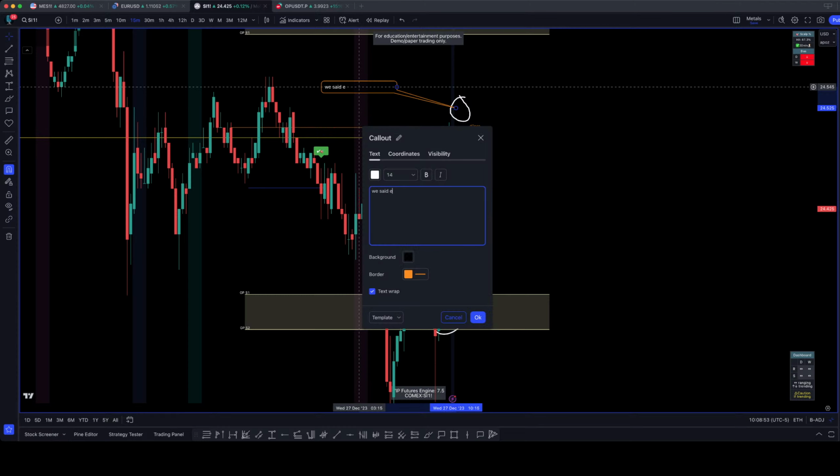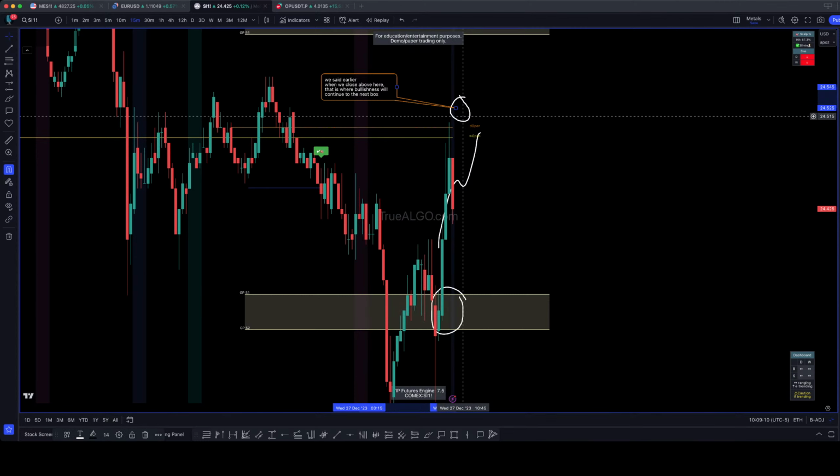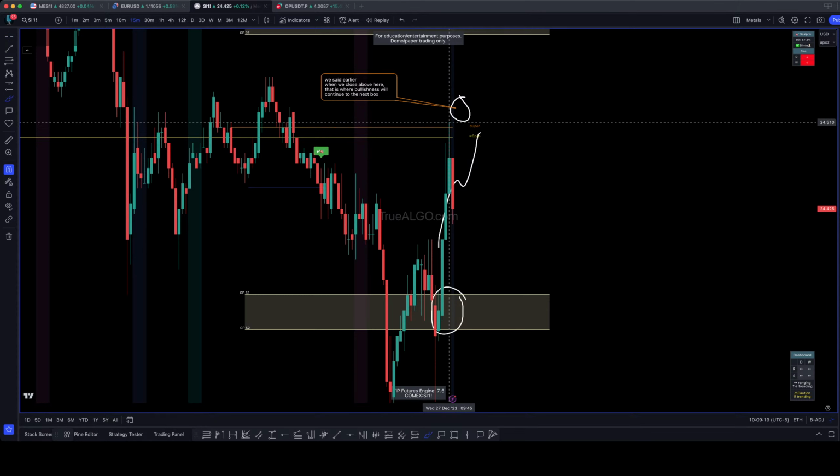We said earlier, when we close above here, that is where bullishness will continue, if I can spell it right, to the next box. Right there. You see how price came up exactly to the take profit area that we designed, and then now price sells off. And this is a place where we would call it a no zone. This is the only time you would be looking for reasons to short or to do nothing. Once price closes above here, that's where it goes long.